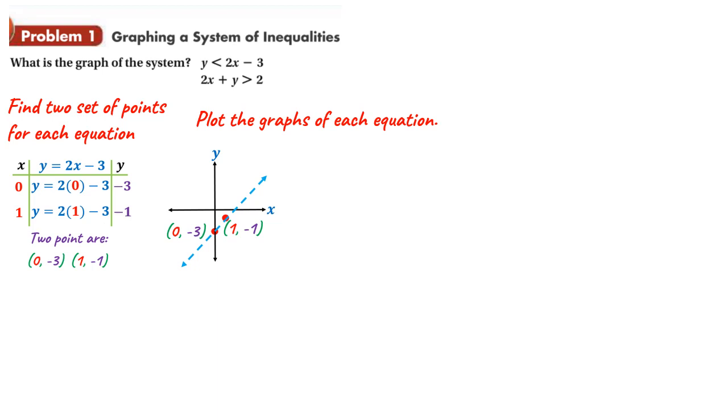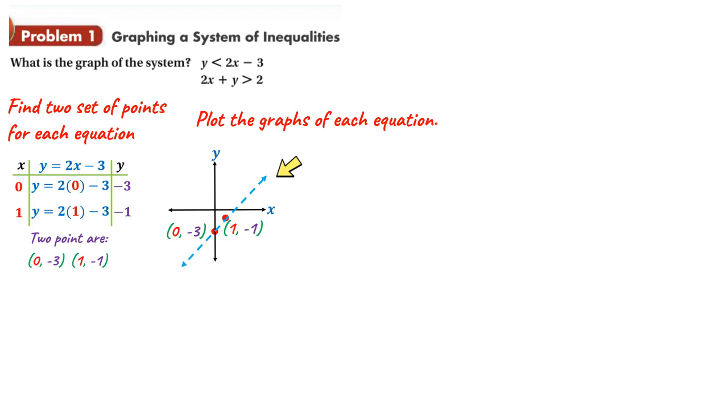As you can see from our graph, I have made a dotted line instead of a solid line because our inequality sign is less than and not less than or equal to. So therefore, we have a dotted line.